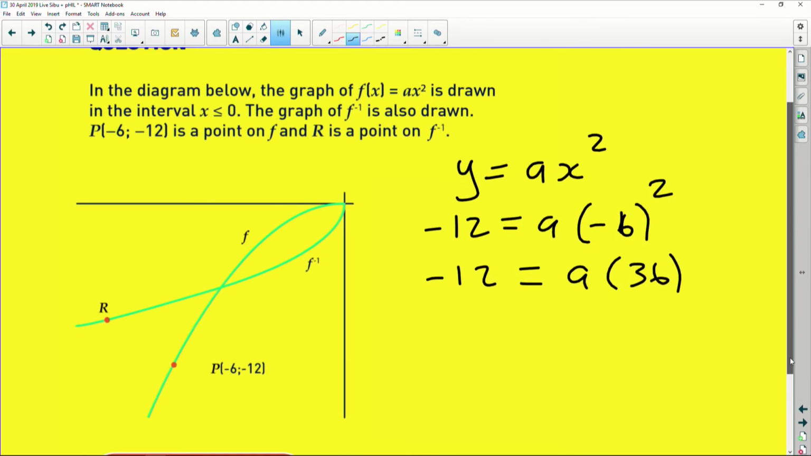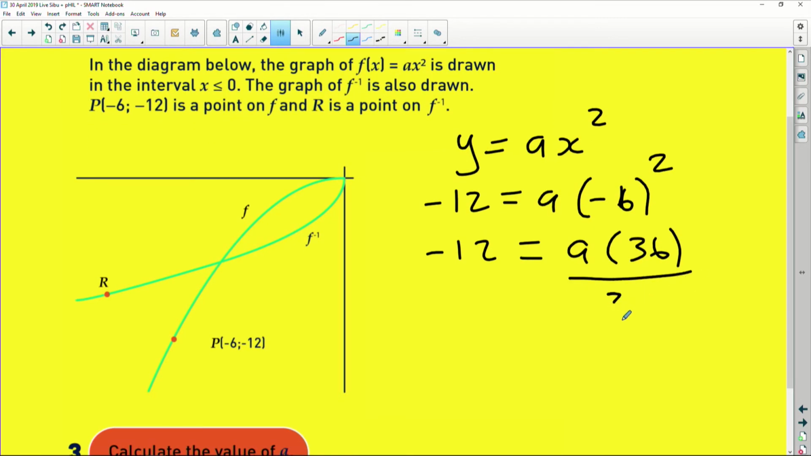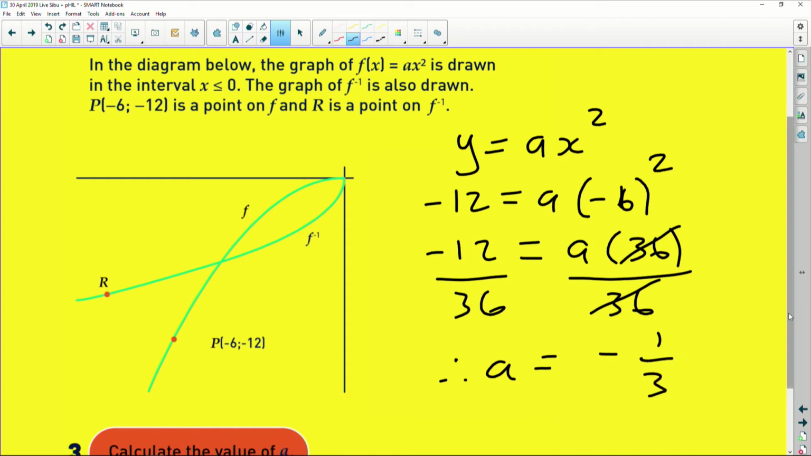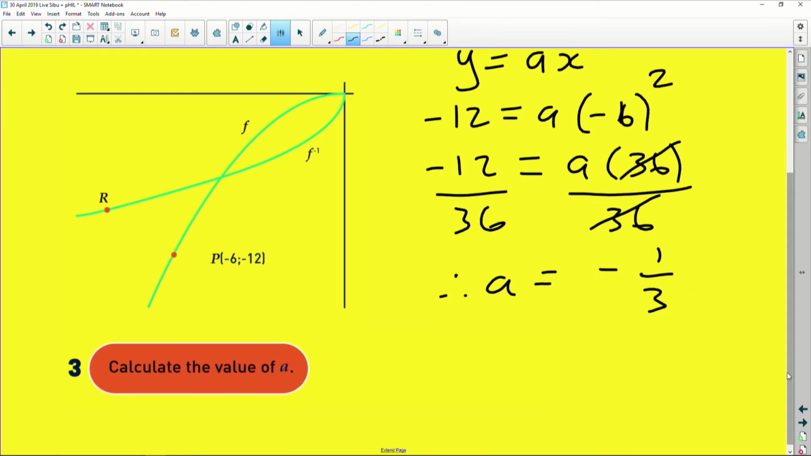Right, so if I divide to work out the value of a, divide this by 36, divide this again by 36, that cancels out. So a simply comes out as minus 1 over 3. Yes, minus 1 over 3. That is the value of a, which makes the graph of f of x become minus 1 over 3 x to the power of 2. Very nice and simple question. Thank you very much for sending us that question.